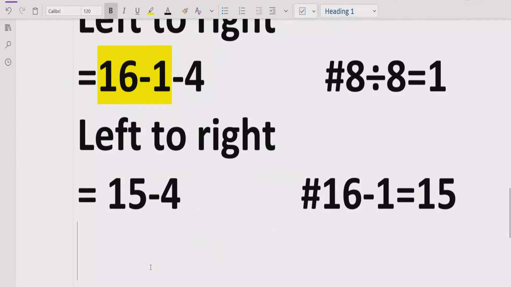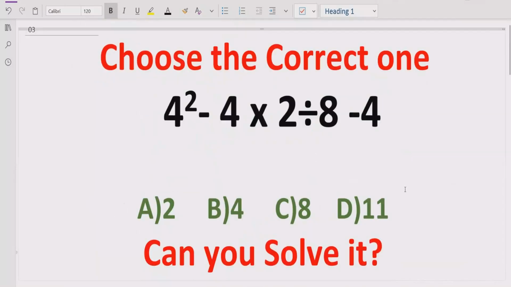Now move forward, we have here 2 terms which are subtracting each other. So we will subtract both of them and get the answer 11. So the answer of the given expression is 11. If you see the answer list, answer D is the correct answer of this expression.